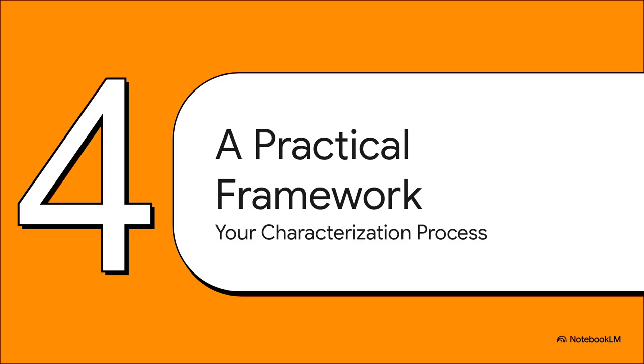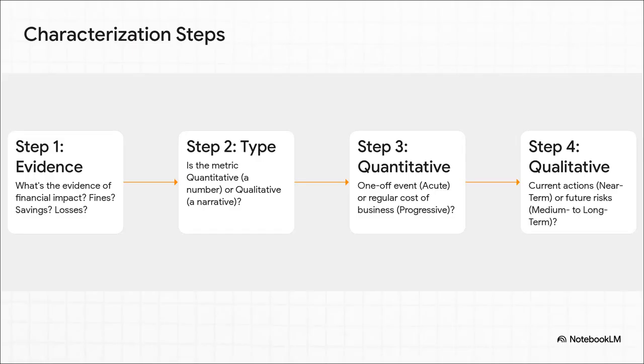So how can you take this way of thinking and apply it systematically to any sustainability metric you run into, whether you see it in a company report or you hear it in an analyst briefing? Well, here's a practical, 4-step process. First, hunt for the evidence of financial impact. Then figure out if you're dealing with hard numbers, quantitative data, or a qualitative story. From there, you can classify it as acute or progressive. And finally, you assess its timing and plug it into your financial forecast.